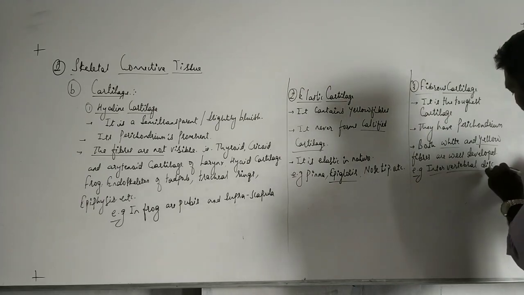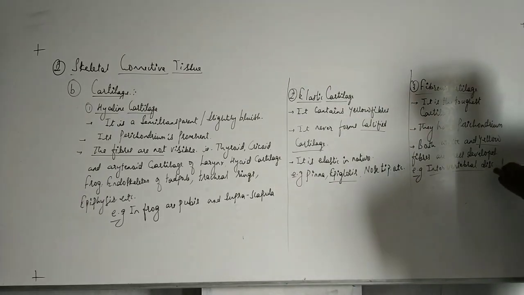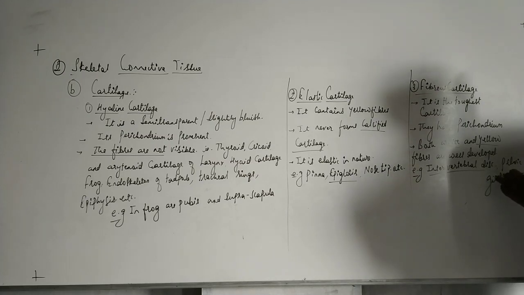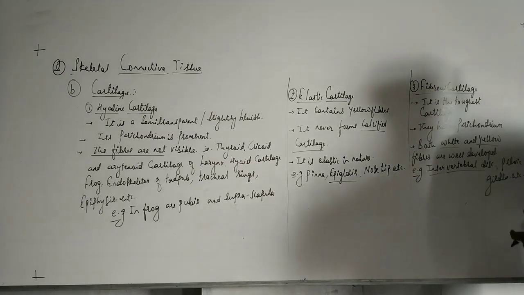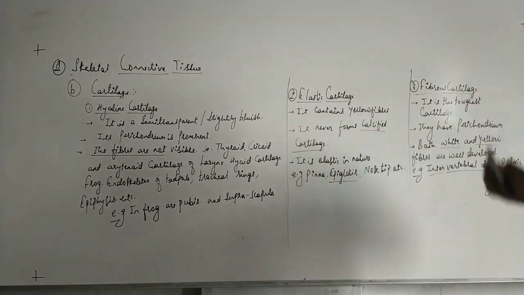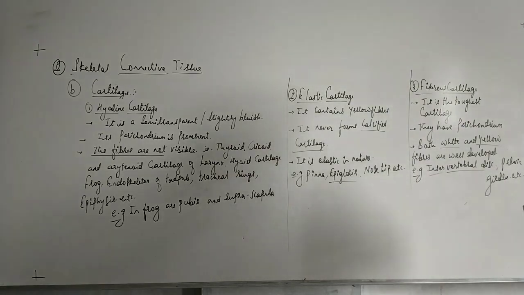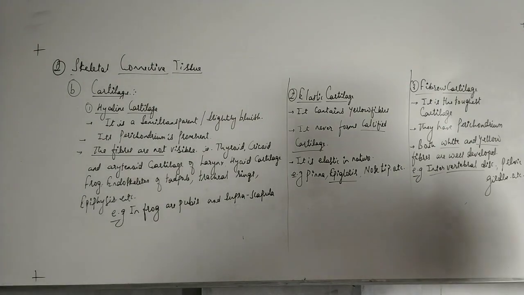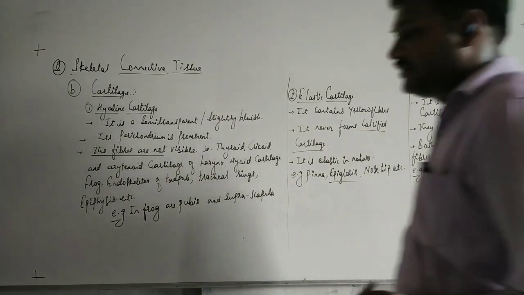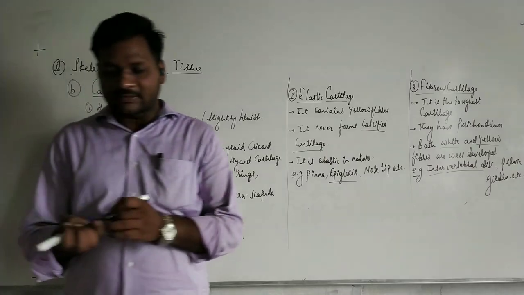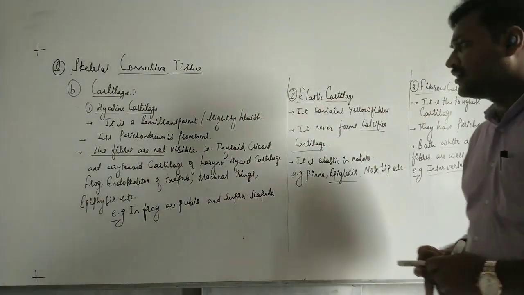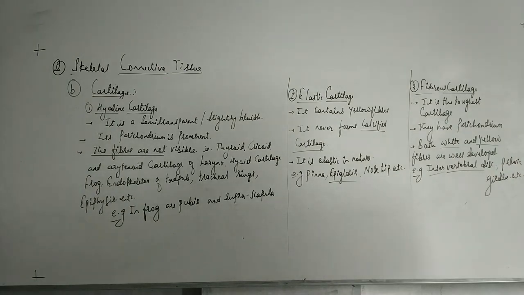Then, yes, in pelvic girdle. So these are some of the examples where the fibrous type of cartilage is found, that is the intervertebral disc as well as the pelvic girdle. Okay, there are many more parts. Then this is about the cartilage and the types of cartilage. I hope you have understood this cartilage part. If you have any difficulty, you can ask. You can pause the video and note down the points.